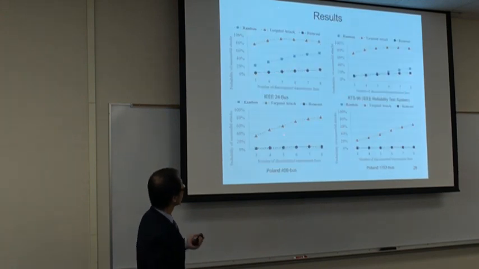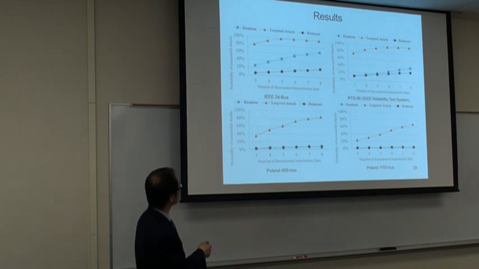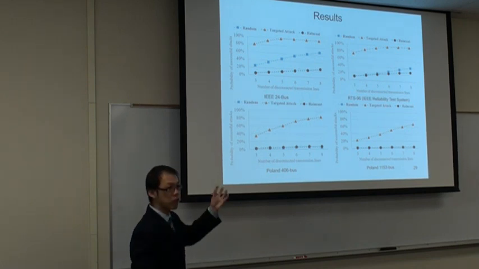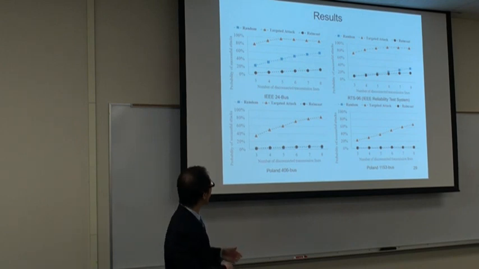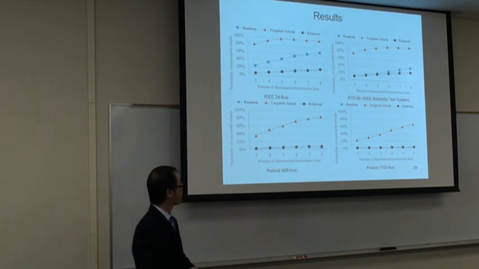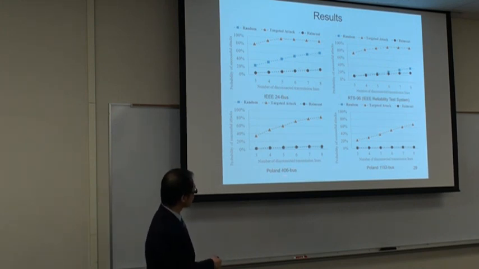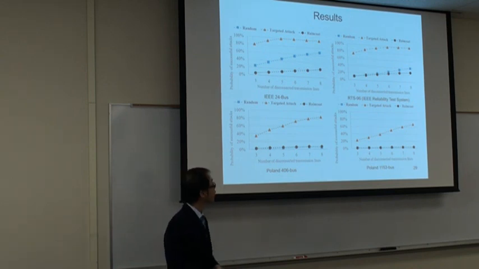And here are the results, showing 4 different power systems of different scales, from the IEEE 24-bus system. The bus here means a substation. That is 24 substations connected to each other to deliver the power. And also this RTS-96 system, which is usually used as a reliability test system. And of course, 2 very large-scale power systems extracted from the Poland transmission networks.